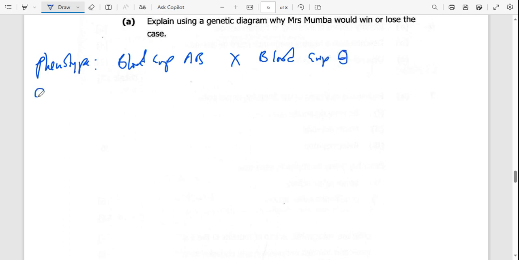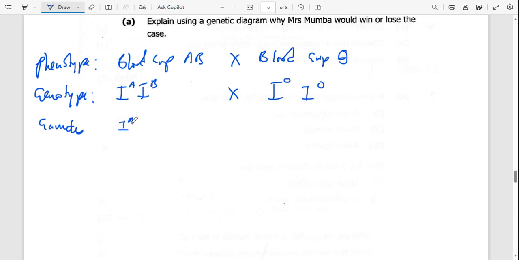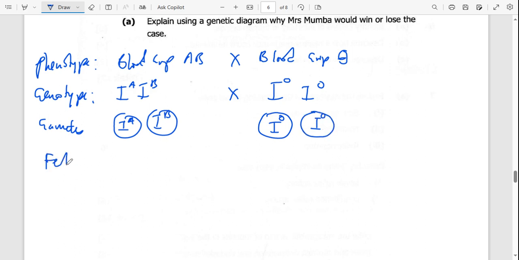And then what will be the genotype? Blood group AB is I^A and I^B. We are crossing with blood group O, which is I^O I^O. Then you write the gametes: I^A and I^B, crossed with I^O. Also put these in circles and don't put a cross there. And then now fertilization is going to happen.